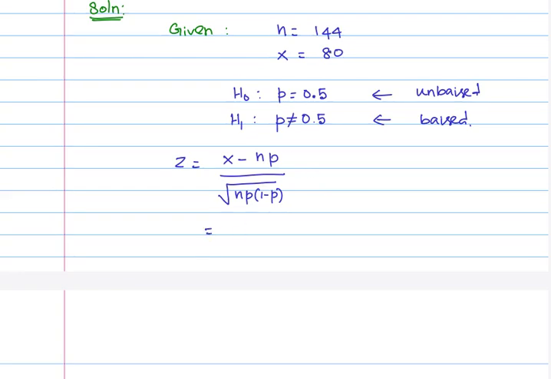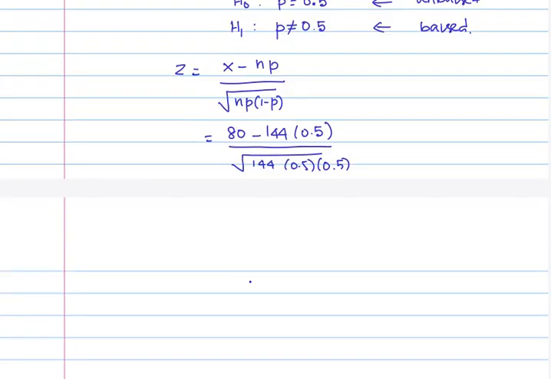X is 80, because 80 times you will get the success when we sample, correct? N is totally 144 times you are running the experiment. That p is 0.5, divided by the square root of 144 times 0.5 times 0.5. So you will get the answer as 8 over 3, correct? 8 over 3 is approximately, from my calculator, 1.3.